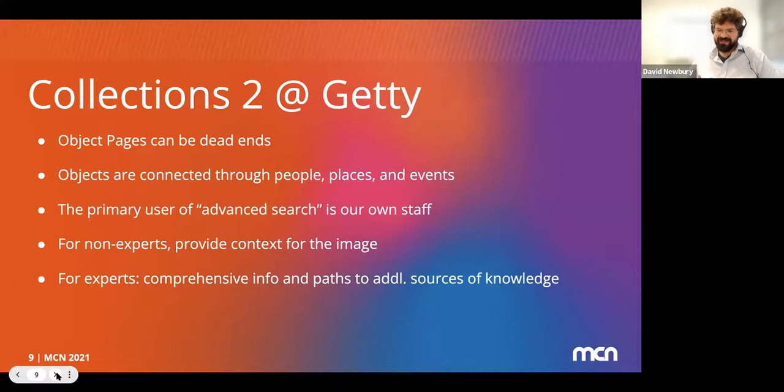And they wanted to know a little bit more about it and to find other things that inspired them because of those images. And for experts, they want that comprehensive information because they're always searching for that one fact that they've either forgotten or they don't know. But what they really want are paths out to other sources of knowledge. They're trying to research something almost entirely. And they want to know, what else do we know that can send them out to other places? Maybe it's inside our Getty ecosystem, but maybe it's in the community writ large.